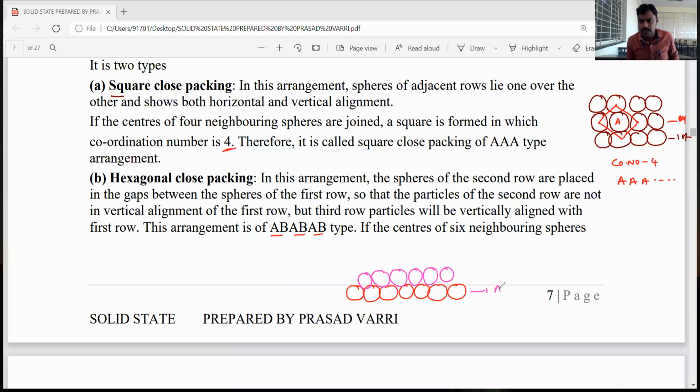So this is the A layer, the first layer, and this is another different layer, which is called the B layer. Again on that A, the first layer will repeat, and the third layer is exactly aligned with the first layer, not with the second layer. Again on that, this is the A layer, and again the B layer will repeat. Okay, dear students, this kind of arrangement is present in the hexagonal close packing arrangement.